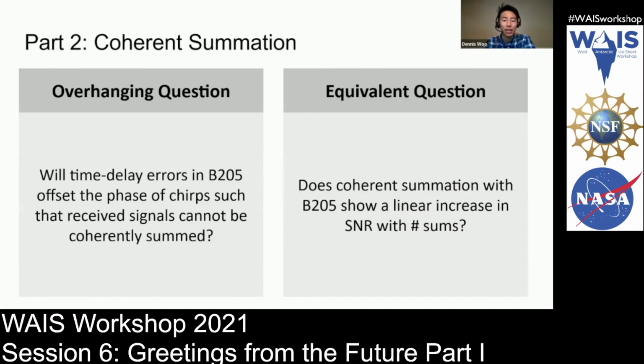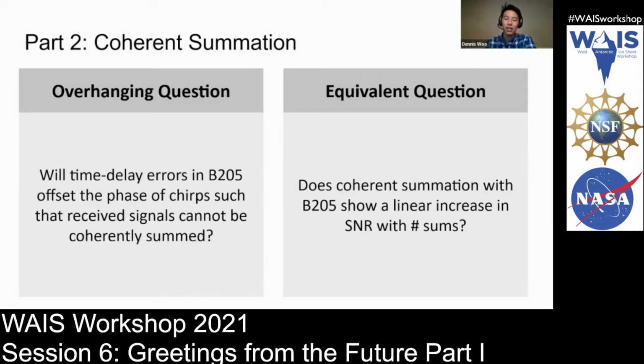So with this proof of concept of the radar system, the next piece of the puzzle was coherent summation to improve SNR. However, the big question was whether this was even feasible. The worry was that time delay errors in the B205 might offset the phase of the chirp such that received signals could not be coherently summed at all. An equivalent question to ask was, assuming for now that the received signals were phase aligned, would coherent summation with the B205 show a linear increase in SNR with the number of sums, as is theoretically expected?